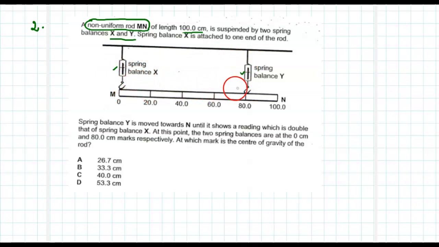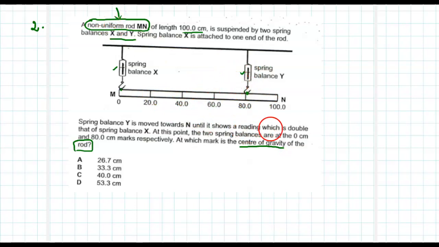So the rod is balanced now at this position. The position of spring balance X is 0 and the spring balance Y position is 80. Okay, now what are we going to find? At which mark is the center of gravity of the rod? We are going to find the center of gravity. Where is the center of gravity? Since it is a non-uniform rod, it is not going to act at the center. We are going to find out.